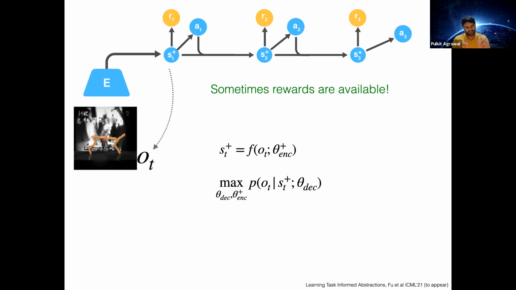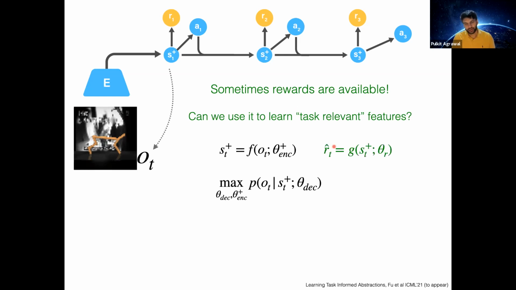So how do I choose among the small set of features which ones are good ones? Over here, we can make use of the fact that sometimes rewards are available for the task that we are doing. And we can ask, can I use this reward signal to bias the features learned through autoencoders to make them more task relevant? So we can also try to predict the reward from my state representation and suitably modify the loss function. And so now I'm trying to reconstruct, but also predicting my reward function.